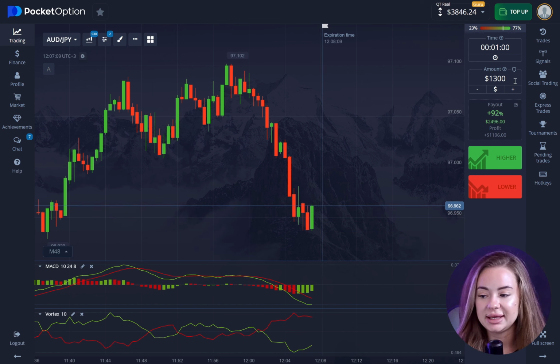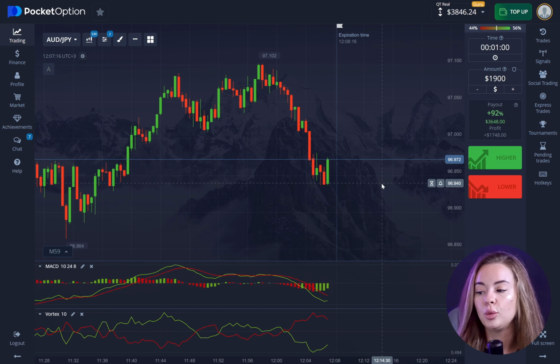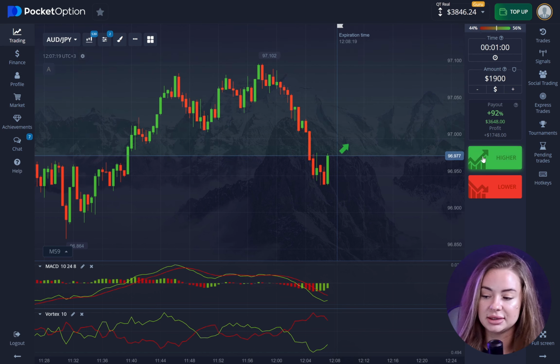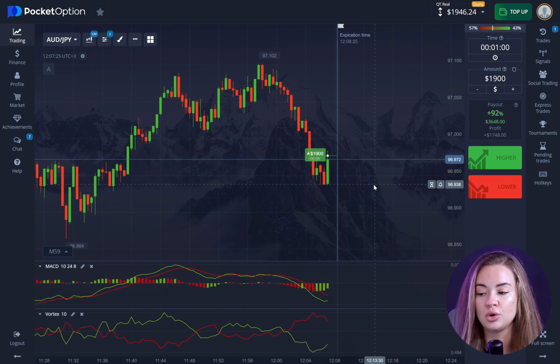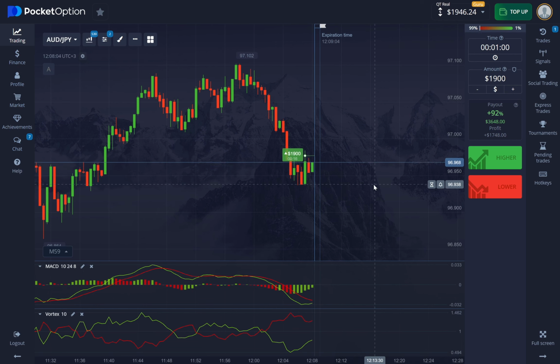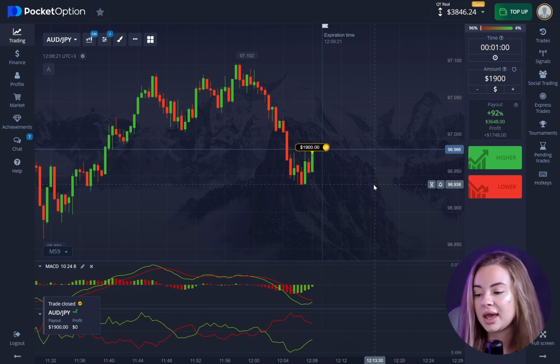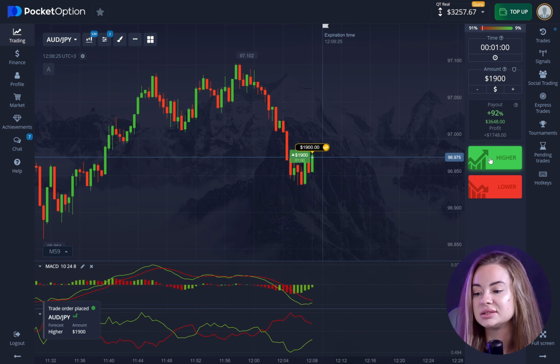The vortex indicator also shows the lines reaching their peak values and turning towards zero, which could also be a buy signal. I open a $1,900 buy trade. The trade ended without loss, so I open another trade in the same direction.